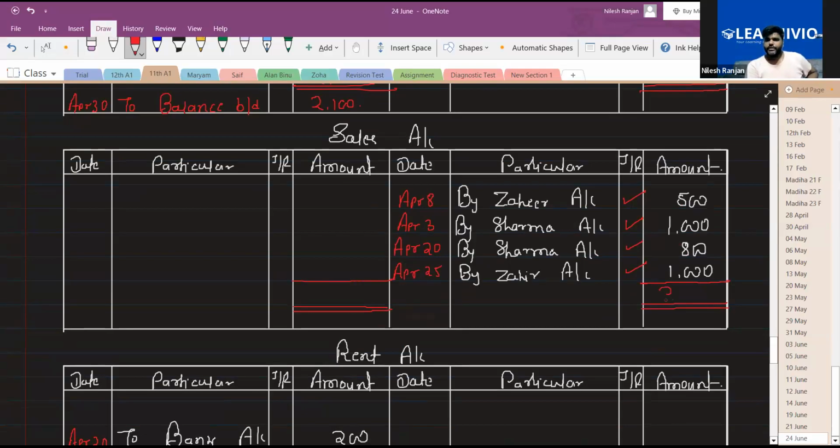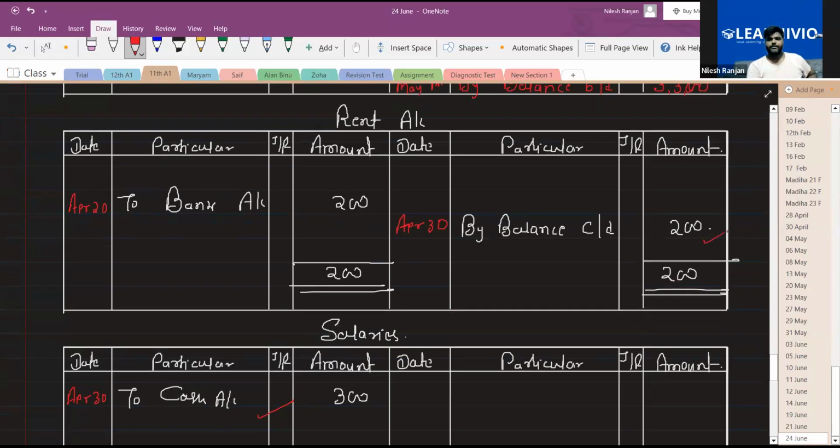So it will be 3,300 sales, 3,300, and on the debit side, to balance CD 3,300, and here it will be by balance BD 3,300, May 1st.